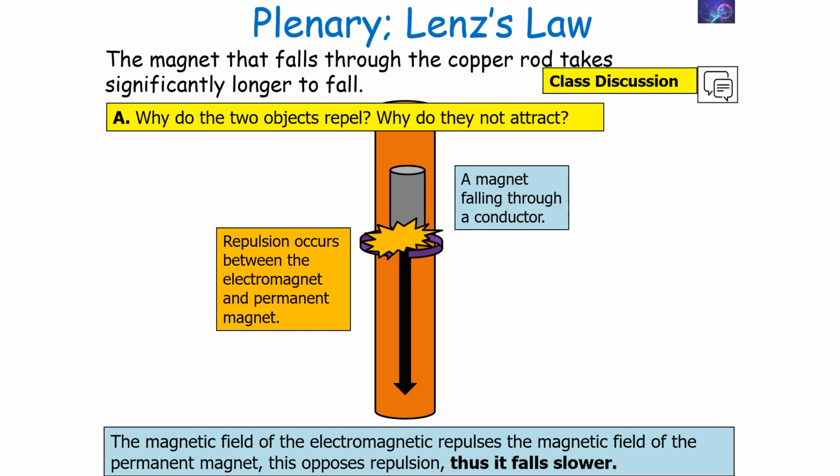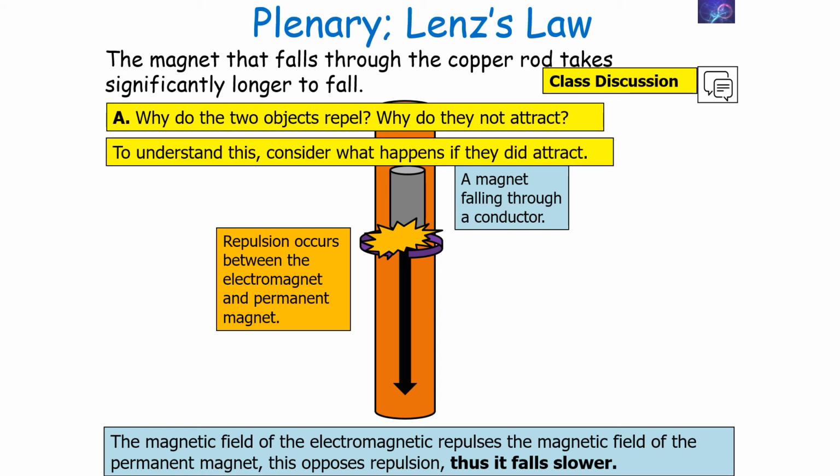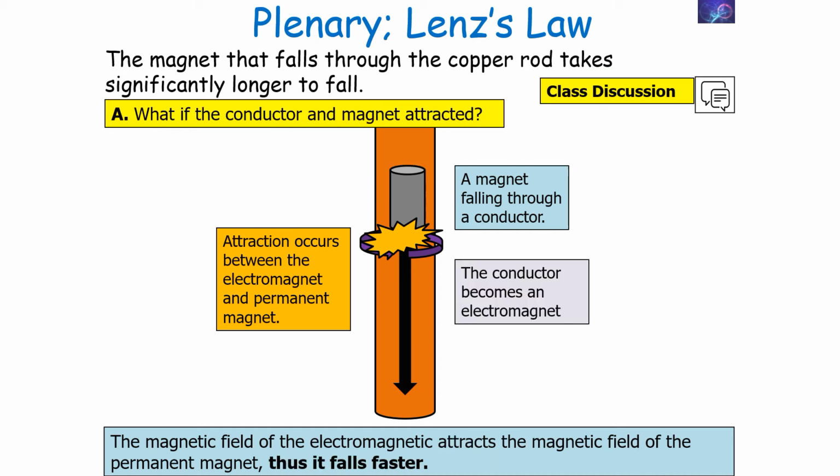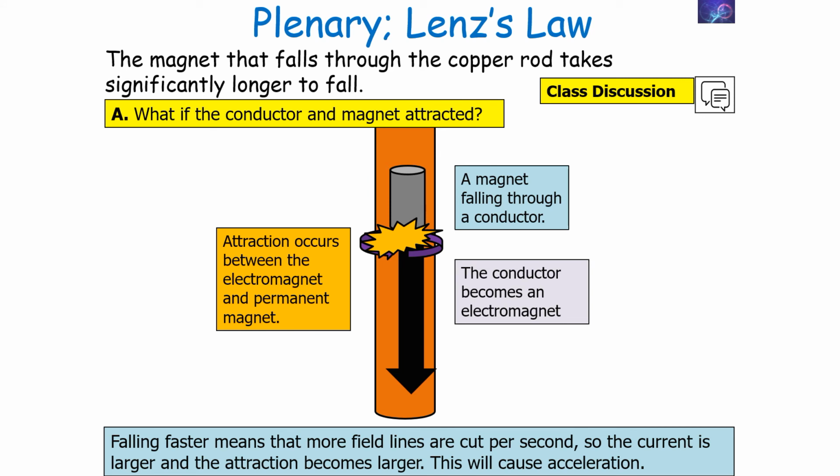Now, why do the two objects repel? Why do they not attract? Well, to consider this, let's see what happens if they did attract. If attraction occurred between the two of them, the magnet falling through the conductor would fall faster and faster, because falling faster means there'd be more field lines cut per second, so the current induced in the conductor will be larger, so the attraction between the conductor and the magnet will be larger, so it would accelerate and go faster and faster.